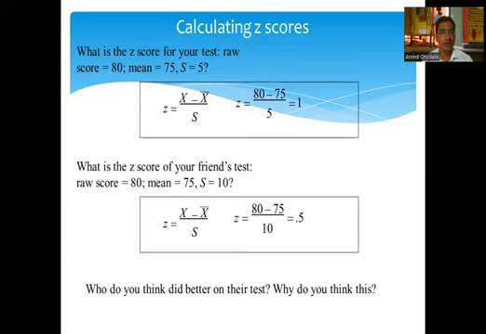For the second case, what is the Z score for your friend's test? The raw score is 80, the mean is 75 and S is 10. Therefore, Z is equal to x minus x bar upon S, which is 80 minus 75 upon 10, equal to 0.5. Who do you think did better on their test? Why do you think this?